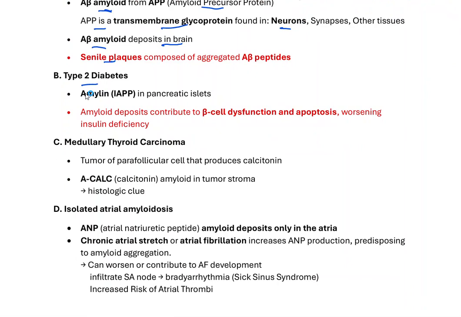Moving on to the next organ-specific amyloidosis, which is type 2 diabetes mellitus. In type 2 diabetes mellitus, as we know, is due to insulin resistance. So there's insulin receptor resistance. And then because of the insulin resistance, the beta cells are going to be making a lot of insulin. So that's why at the early stage of diabetes is usually what?